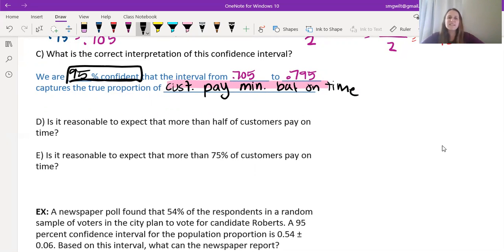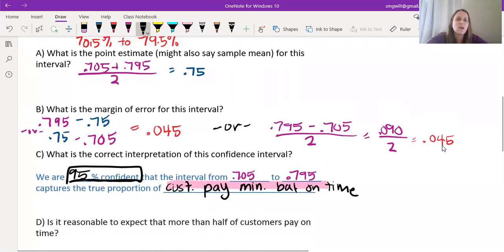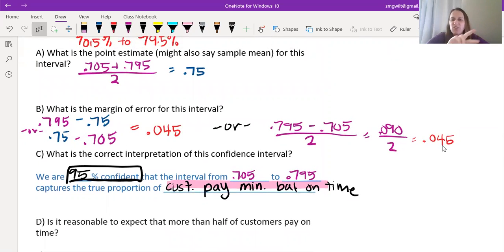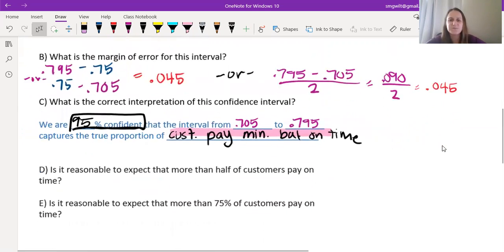Okay, so that's kind of the general idea of what a confidence interval is. Again, you might have ones where they give you the point estimate and the margin of error, and you have to add or subtract to get those confidence interval values. But that's kind of straightforward, straight up using the equation. This is a little bit harder.